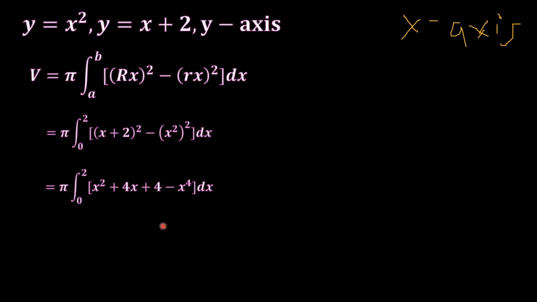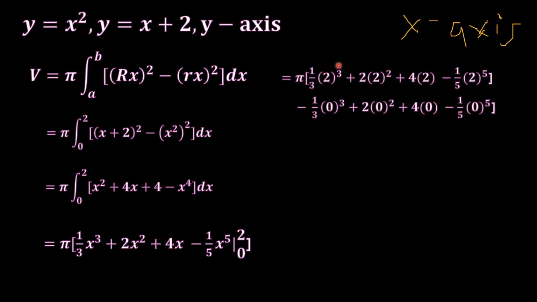The square of x plus 2 is x squared plus 4x plus 4, minus the square of x squared, which is just x to the 4. And we will be finding the integral of each of these. So the integral of x squared is x cubed over 3. The integral of 4x is 4x squared over 2, or just 2x squared. The integral of 4 is 4x, and the integral of x raised to 4 is just 1/5 times x raised to 5. So what we're going to be doing is substituting the limits into those.